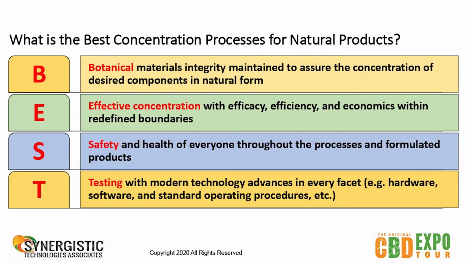So when people ask me what's the best concentration in a process for natural plants, I've made up this one. I like to say that it's the botanical materials integrity maintained to assure that the concentration of the desired components are in their natural form. You want to be able to make sure that you haven't harmed the plant, no matter what type of plant it is, lavender or echinacea. You want to make sure that the components that you want in the final formulation are still there. E is for effective concentration with efficacy, efficiency, and economics with predefined boundaries. That should be predefined, not redefined, but maybe that's the US government one.